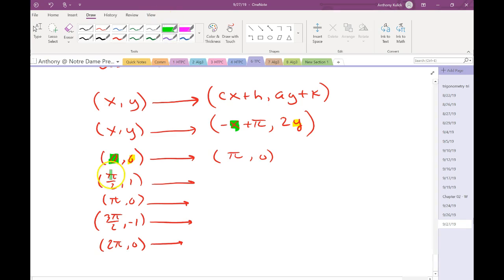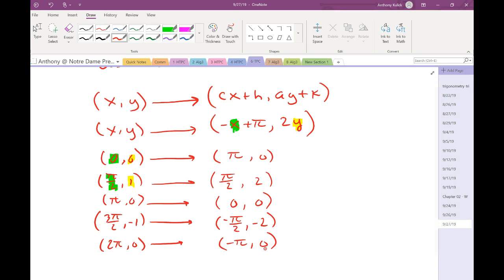I'll do the same thing now for the next point. Take pi over 2, plug it in for x, and then take 1 and plug it in for y. When I do that, I get positive pi over 2, comma 2. And as I keep going, I get 0, 0, negative pi over 2, comma negative 2, and then negative pi, comma 0. So I just plugged those key points into that formula over and over again.